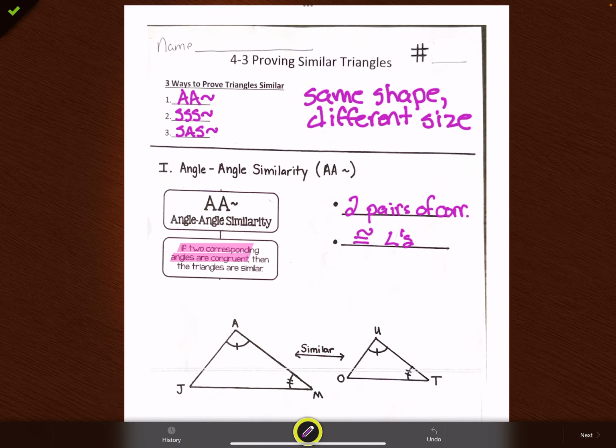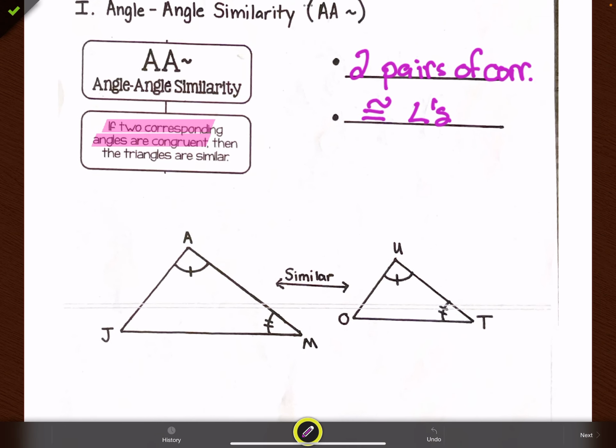So let's look at an example. So here's an example. I look, clearly they are not congruent, because one is bigger than the other. So we definitely can't say they're congruent triangles. They're not congruent. Triangle JAM is bigger than triangle OUT. So now we're going to look at similarity.